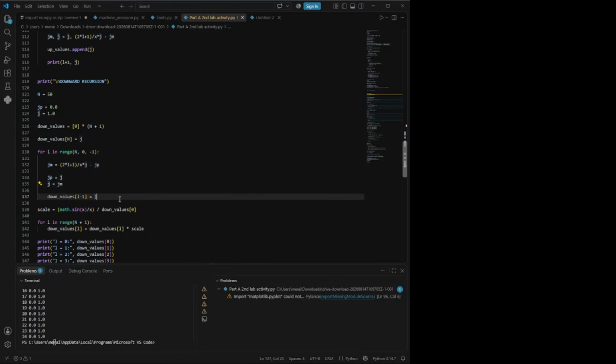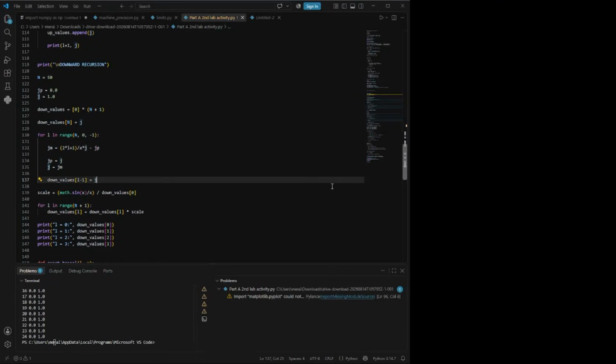The known value of j is sine of x divided by x. This gives the calculated values the correct scale. Now, downward recursion is more stable for this problem because the numerical errors do not grow the same way they do during upward recursion. This method is related to Miller's algorithm.